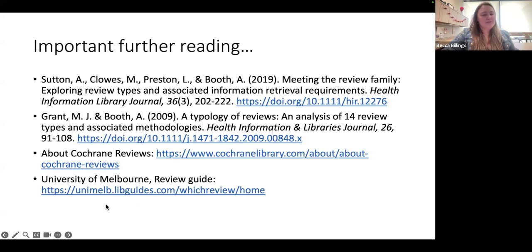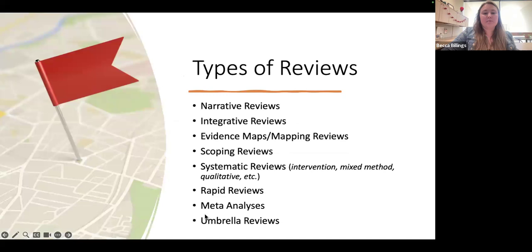And also, James, if you would put in this link from the University of Melbourne, their research guide, this will show you that the LibGuide is based on that newer article by Sutton and Booth, and it will show you the family trees. So the first, so let me back up again.